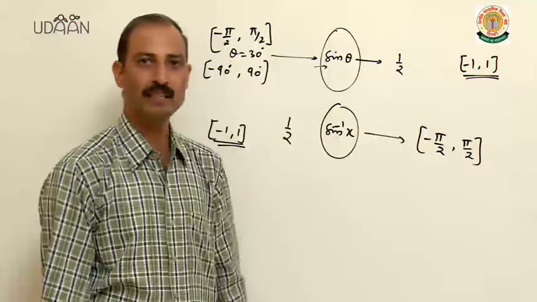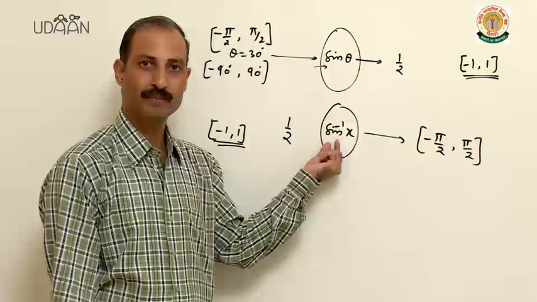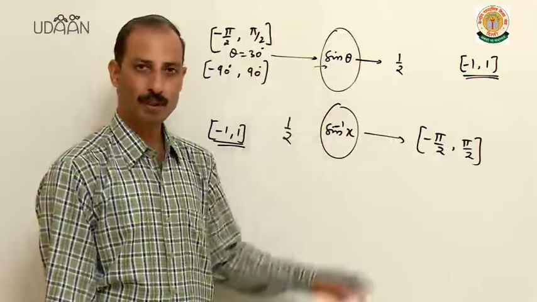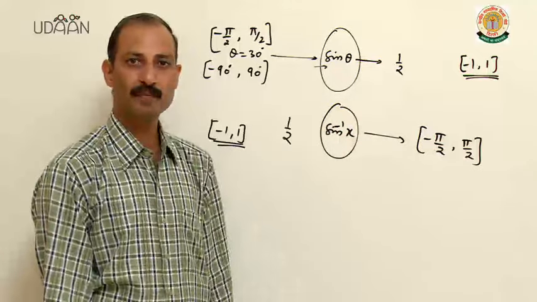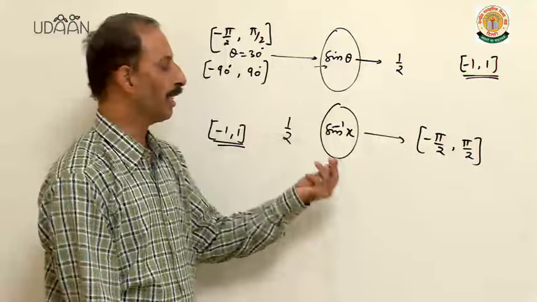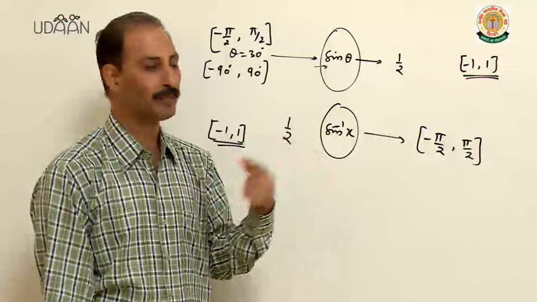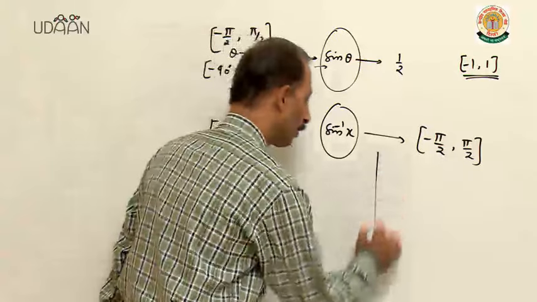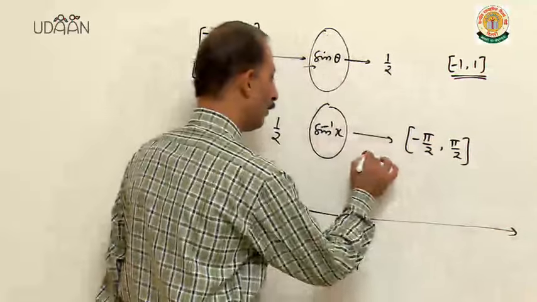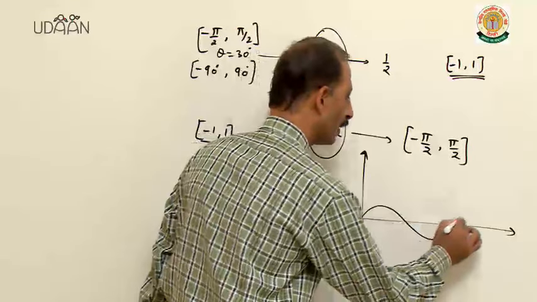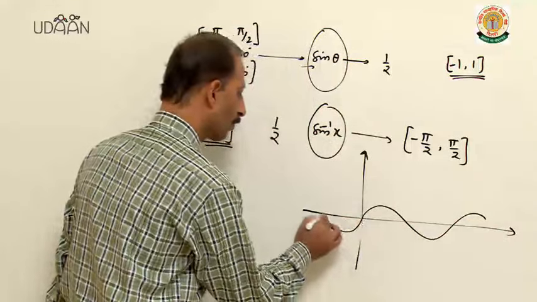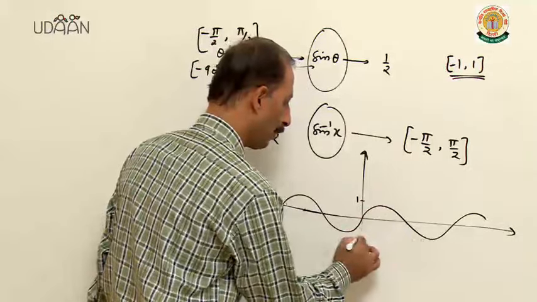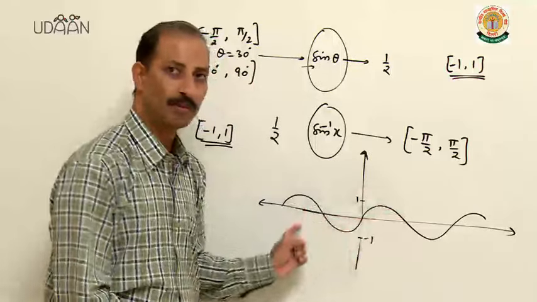Also you can remember, children, the graph of sine inverse x is the mirror image of the function sine theta. If you draw the graph of y is equal to sine x and then find its mirror image about the line y is equal to x, you will get the graph of sine inverse x. So you will get this type of graph for sine x. Its maximum value is +1, minimum value is -1. That is the graph of sine x.